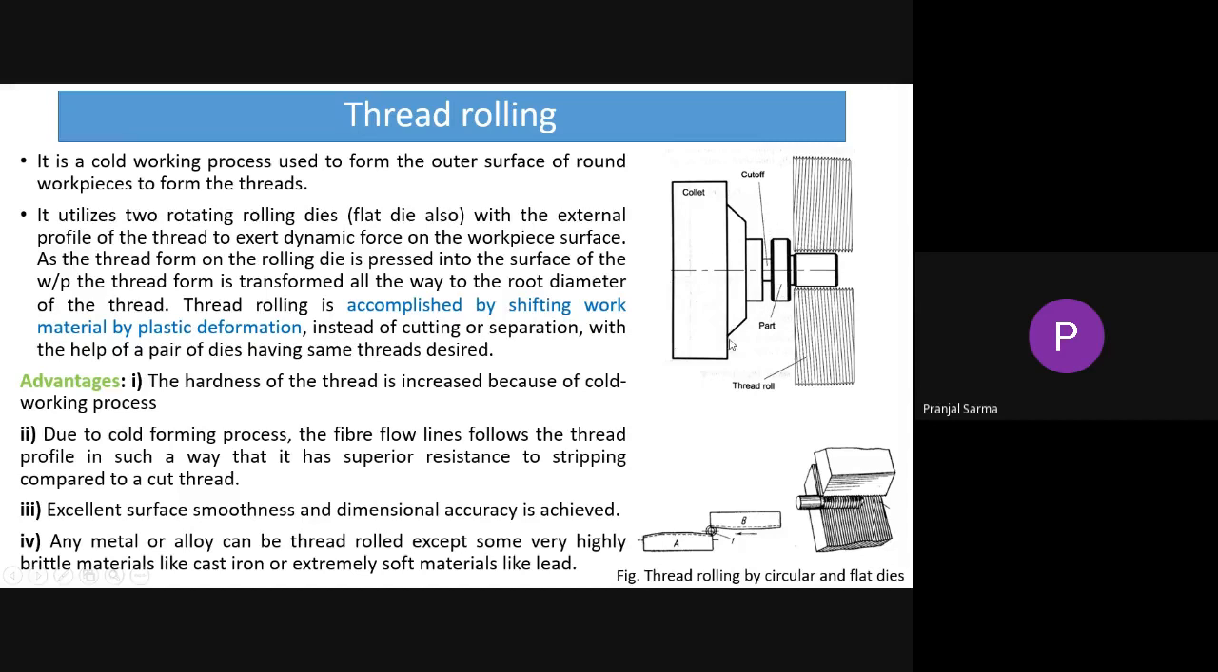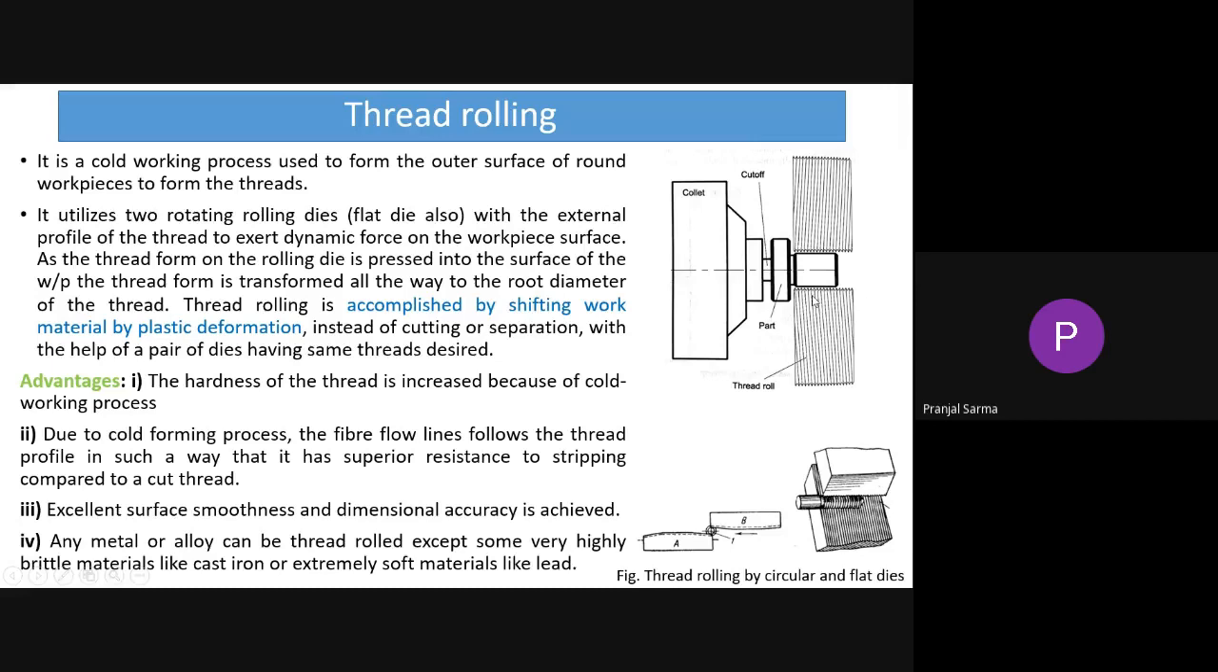There are multiple ways to hold that particular part. We can use collets to hold the part in between, and we can move the two rolling dies. We can give rotation and motion to the rolling dies, and by this we exert the dynamic compressive force on the surface on which we require it. As the thread form on the rolling die is pressed into the surface of the workpiece, the profile of the thread form is transformed all the way to the root diameter of this particular thread.